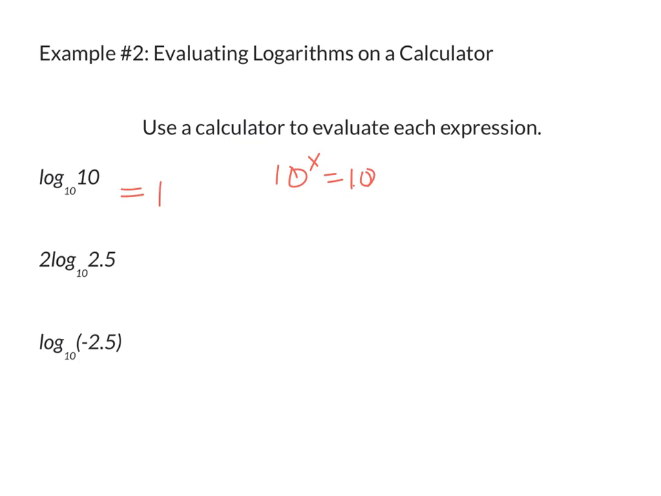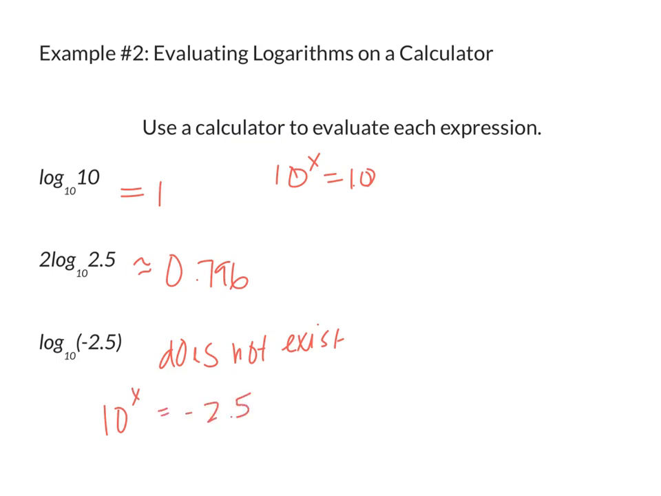On this one, though, the second one, you could not do that. So you would need to do this one on the calculator, and you get about 0.796. And the last one does not exist. And if you're wondering why, it's because 10 to some power has to equal negative 2.5, but no power will ever give you an answer that is negative, so it just does not exist.